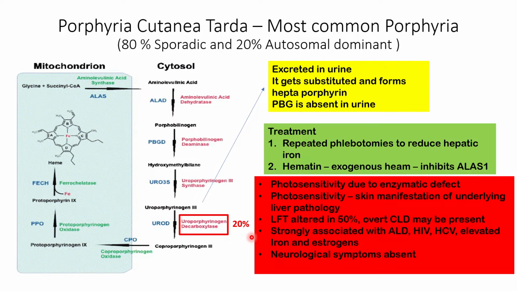Okay. Treatment is we do repeated phlebotomies to reduce the hepatic iron. Okay. And hematin is given, which again inhibits ALA synthase. So when you inhibit ALA synthase, the whole of heme synthesis reduces, and the porphyrin concentration also reduces. Okay, so this was about Porphyria cutanea tarda, and porphyrias in general.